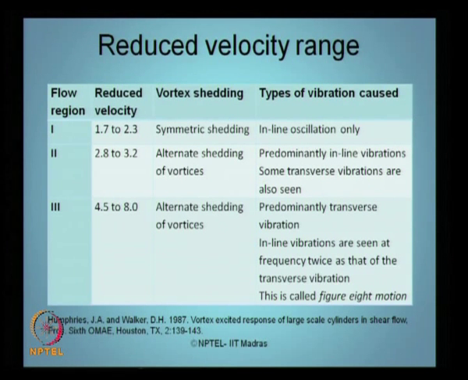So interestingly, this inline vibration which is happening at a reduced velocity of 4.5 to 8.0 is what we call figure 8 motion. The structure will start oscillating in the characteristic geometric shape of an 8. This is called figure 8 motion. So inline vibration will also be present at a frequency twice that of the transverse vibration. So the frequency content of transverse as well as inline will both appear when you have a reduced velocity of 4.5 to 8.0, and this occurs essentially because of vortex shedding.